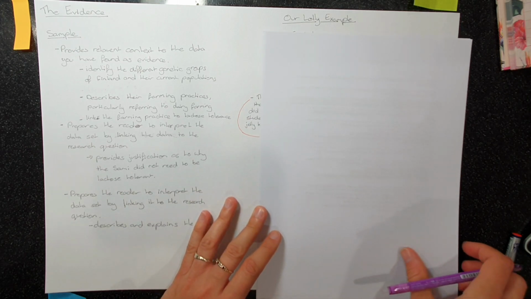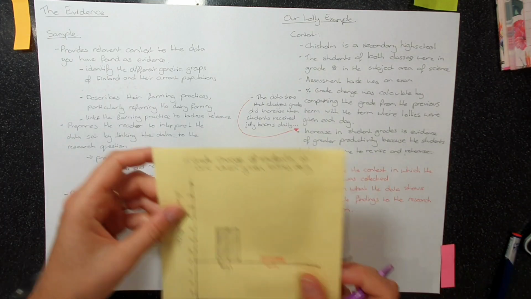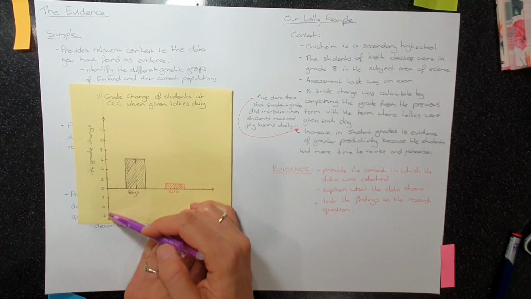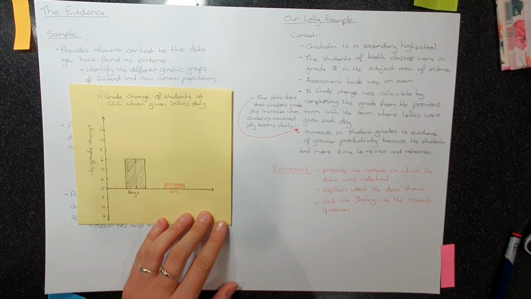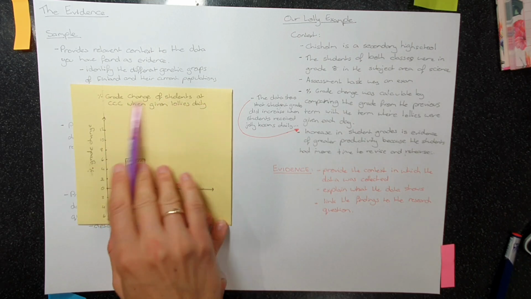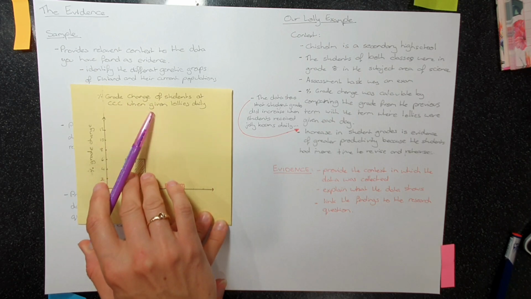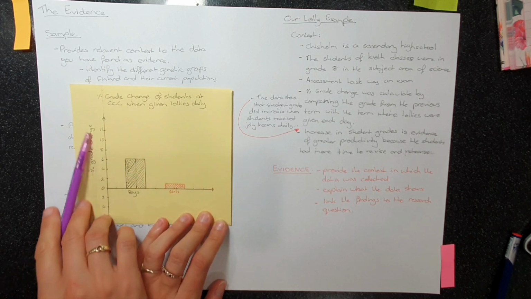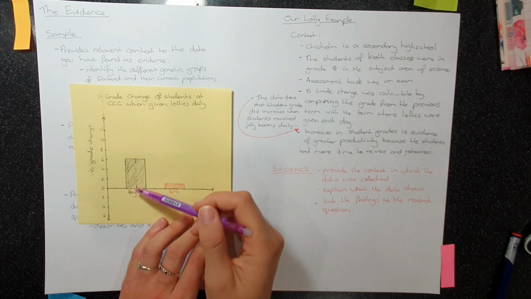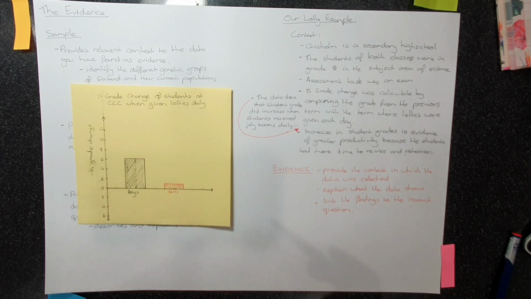And so now we're going to recall exactly what the data was that we used in our first video. The data we used was a graph that had been done up by a teacher who had done this experiment, showing the percentage grade change of students at Chisholm Catholic College when given lollies daily. So we noted that boys for that term that were given lollies daily, their grades increased by 6%, while girls' grades increased by about 1%.